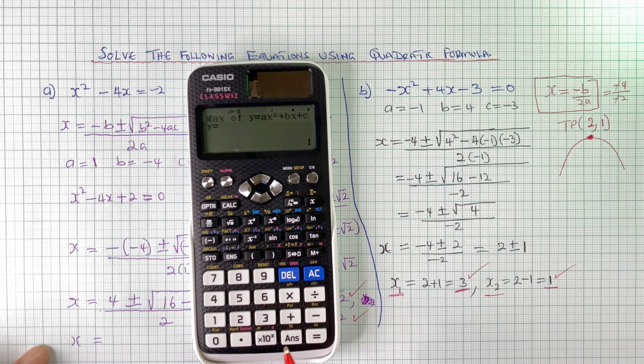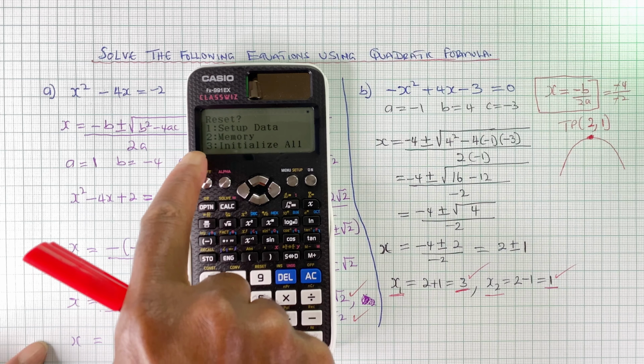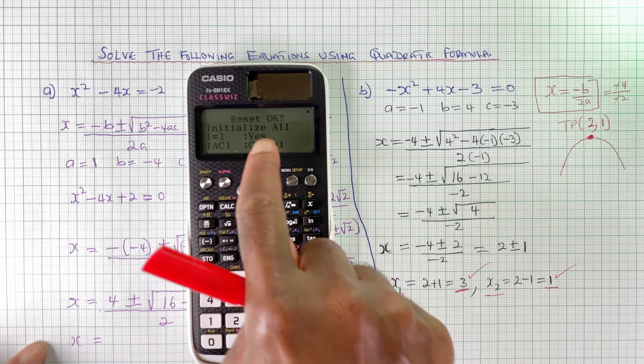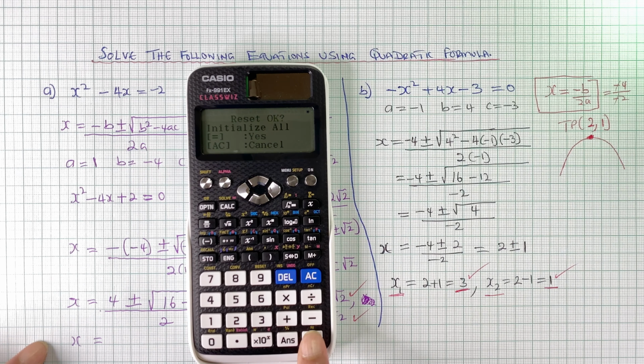To come out of the system, you can just press Shift. If you press Shift 9, that will reset it for you, and you press 3 to initialize that, and then you press the equals sign to say yes, and then you press AC to clear. So that's done.